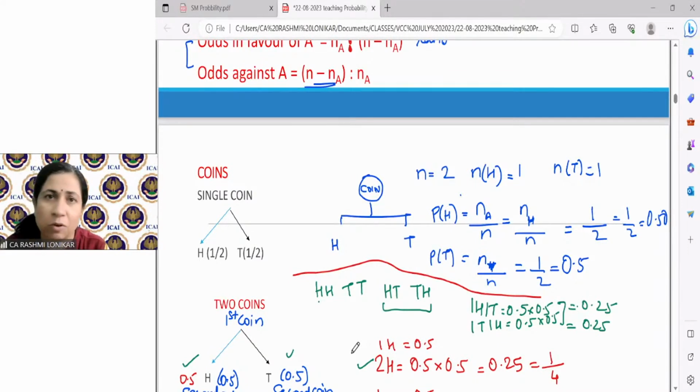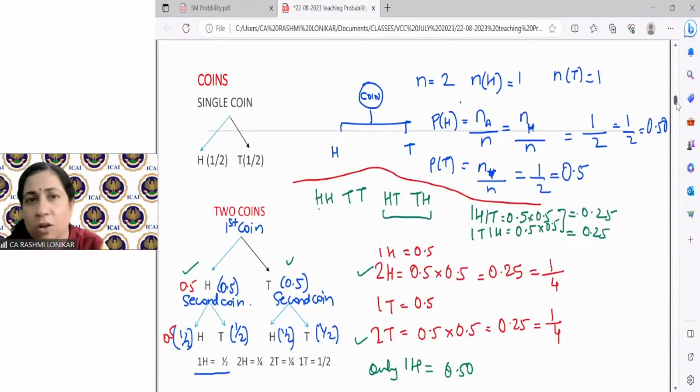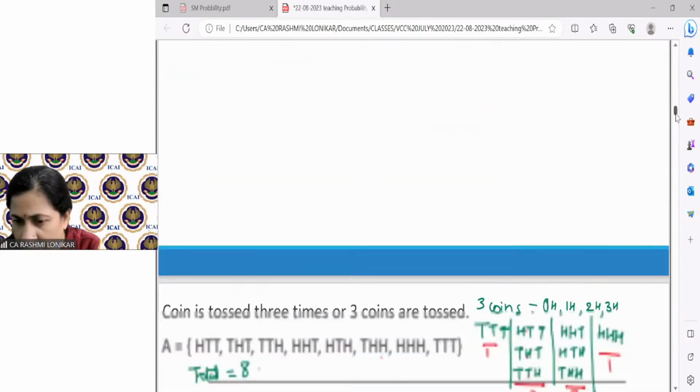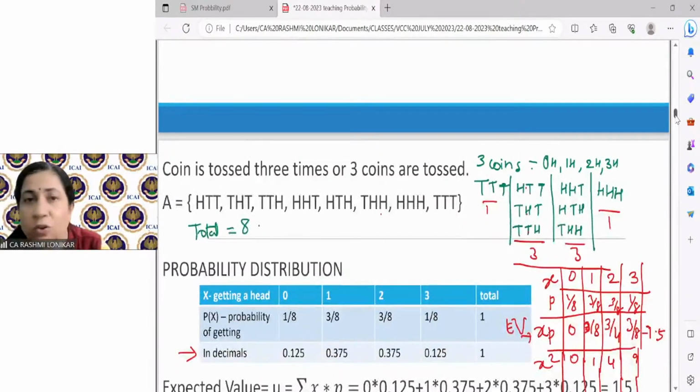Then for a coin, when I say toss a single coin, the probability of getting a head is half and the probability of getting a tail is also half. When I toss two coins, the probability of getting two heads is 1 by 4. Probability of getting two tails is 1 by 4. And the probability of getting one head or one tail is given by 0.5. And then we did it for 3 coins also, and for 3 coins, there are 8 possibilities and we are able to calculate.